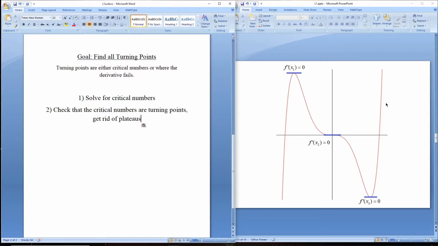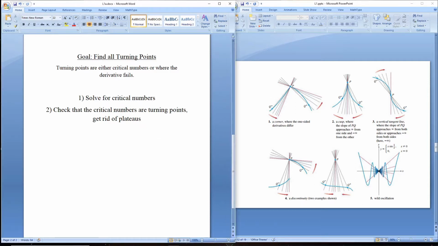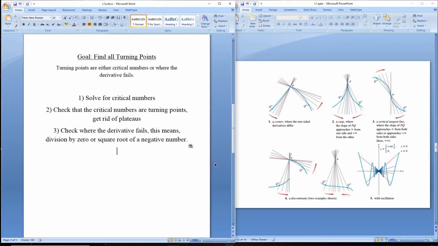And the next thing we've had to do is look for these sharp corners. We have to investigate, okay, are any of my turning points a sharp corner? We can do that by finding where the derivative fails, because the derivative will fail at a sharp corner. So we'll look for that failure. And for our problems, the derivative failures will mean division by 0 or some positive root of a negative number.